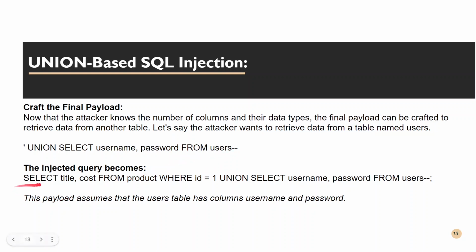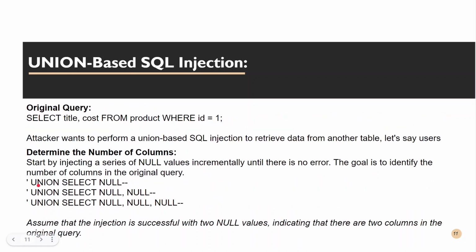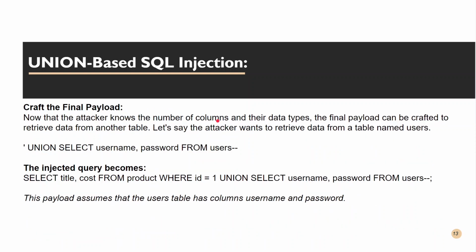Now our injected code will look like this. Remember, we have our initial code, which is select title, cost from product where ID equals 1. Now the injected query will become select title, cost from product where ID equals 1, union select username, password from users table, then comment out the other part of the query. So this means that an attacker is able to extract the title and cost of product ID 1, and is going to concatenate it with all the usernames and passwords within the database. And this can be very, very disastrous.